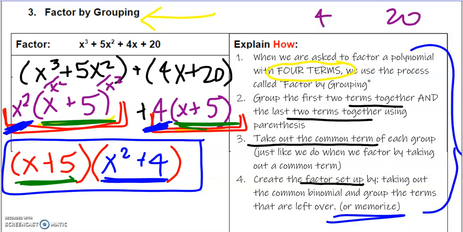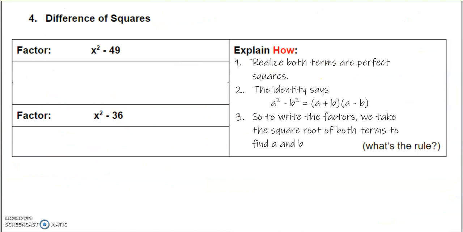The last way to factor we need to know is difference of squares, which is an identity. I don't know if you've learned an identity before, but this is what the identity says. x squared minus b squared, difference, right? We can only do this process when we are subtracting. Notice both of these examples are minus, right? They're both subtracting. We can also only do this when we have perfect squares, right? Notice 49 and 36 are both perfect squares, okay? And also x squared is a perfect square.